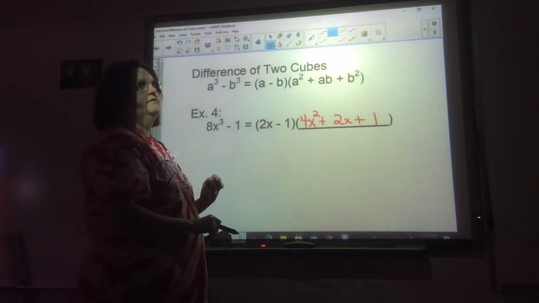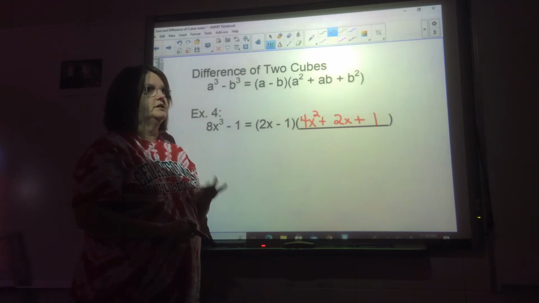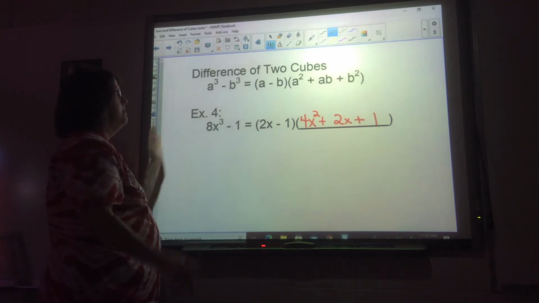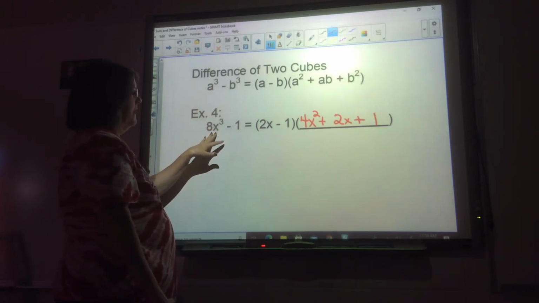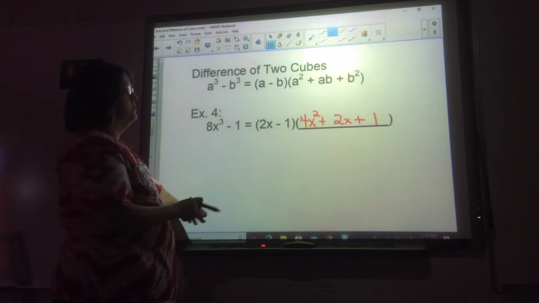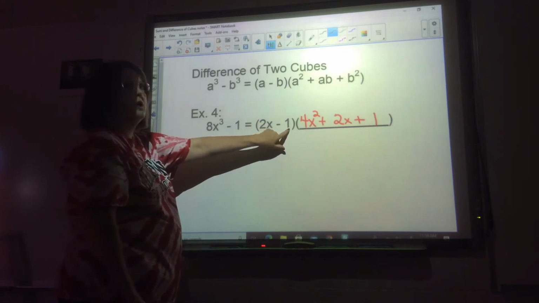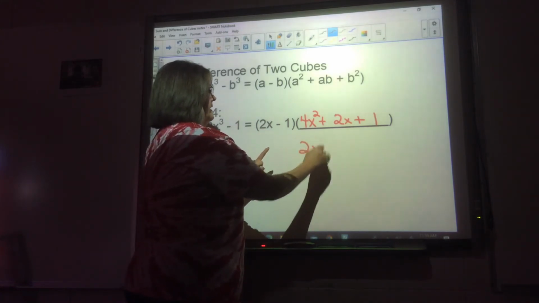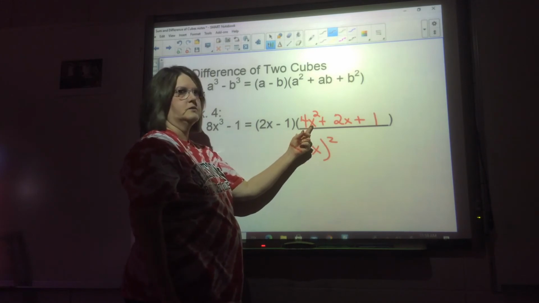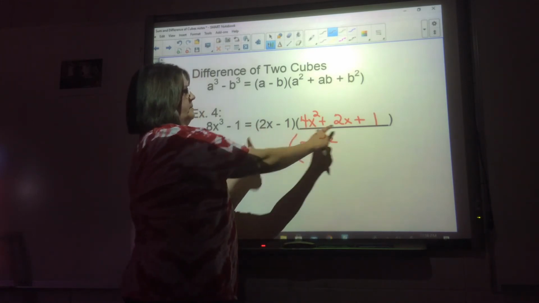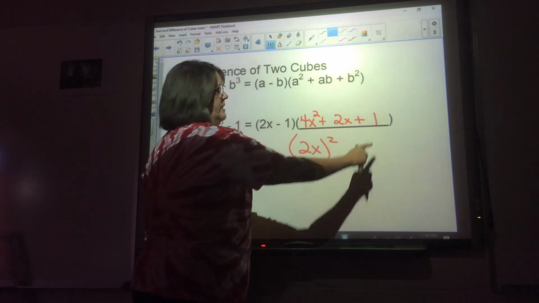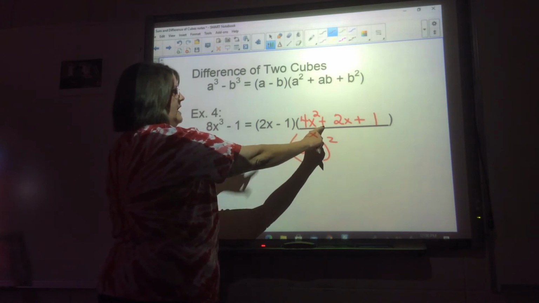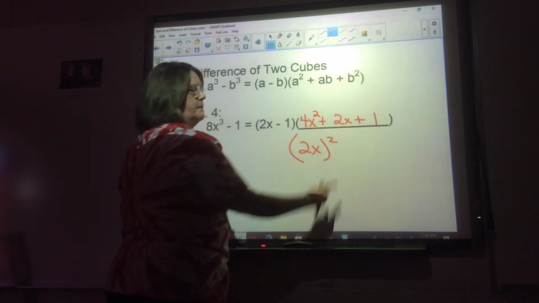Same thing is true of the difference of two cubes. It's the same procedure. You just have a subtraction sign, but the process is the same. We cube root 8x cubed, that gives me 2x. We cube root the 1, that's 1. All right, then I take this number and I square it. 2x squared is going to give me 4x squared. And then I take these two and I multiply them. Then I take 1 and I square it, and that gives me 1. So I do same sign, opposite of minus is plus, always plus.